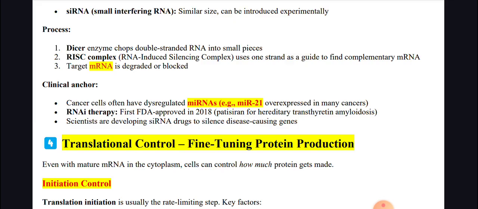Depending on how perfect the match is, this binding can either physically block the ribosome from translating the mRNA, or it can trigger enzymes within RISC to actually cut the target mRNA in half, leading to its destruction. Either way, protein production from that target gene is shut down.